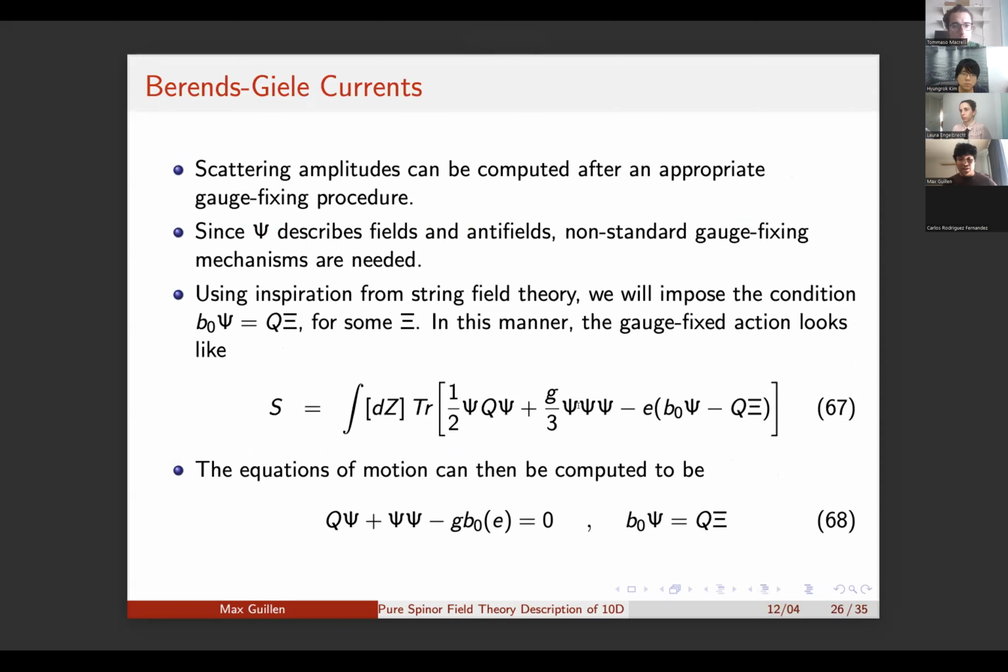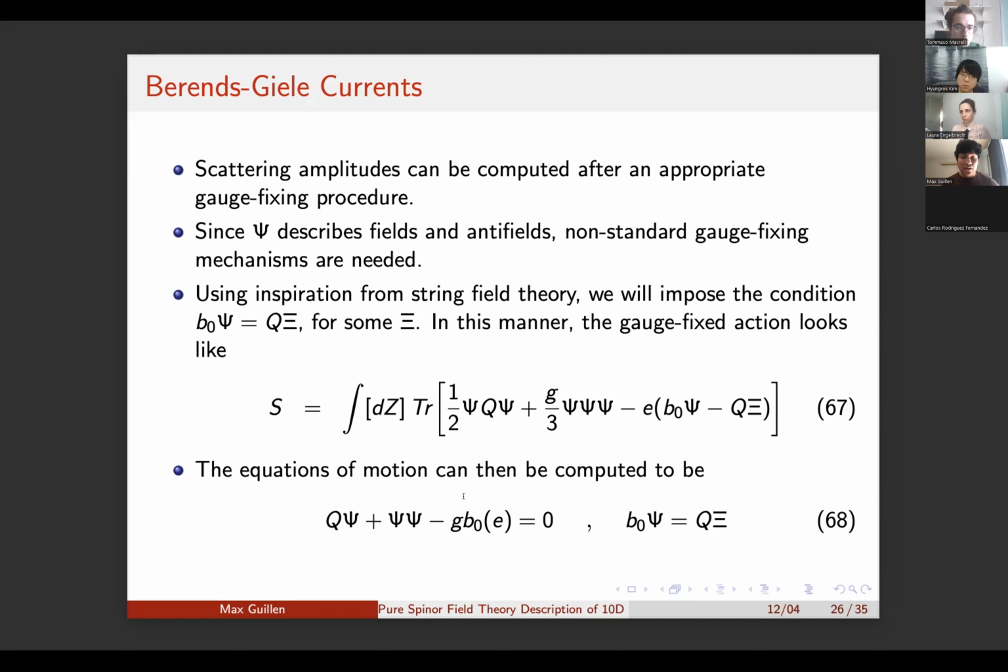Good. So now let me say something about the Behrends-Giele currents in order to compute scattering amplitudes. So basically, I need to gauge fix my action. I will do that by using some inspiration from string field theory. So I will impose this gauge condition: B0 psi must be BRST exact. So my resulting action is given in equation 67.